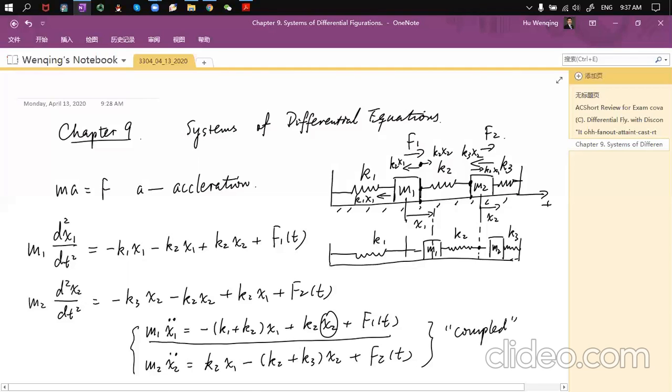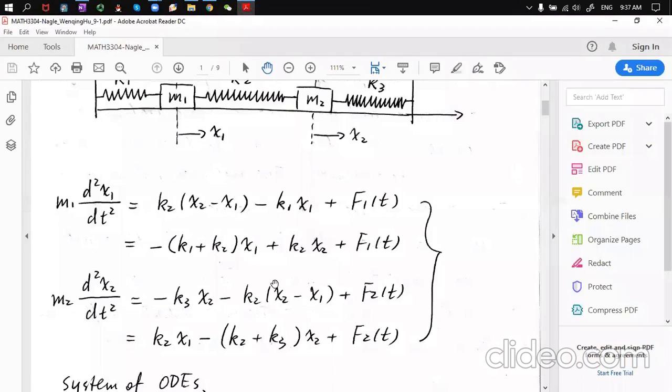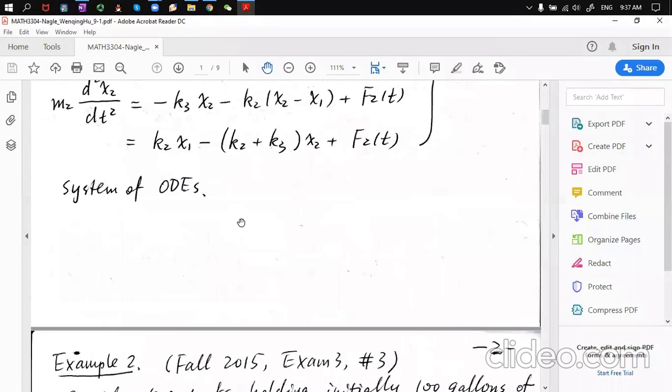These two equations are coupled together, so that in order to solve the first equation, you have to solve the second equation. In order to solve the second equation, you have to solve the first equation. Is that good, right? So this kind of coupled system is going to be called a system of differential equations. So this is going to be very popular. For this chapter, we're going to call it the system of ordinary differential equations.